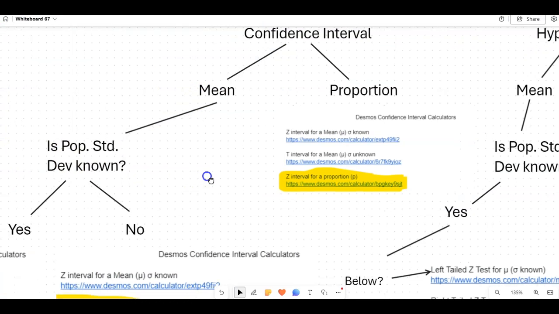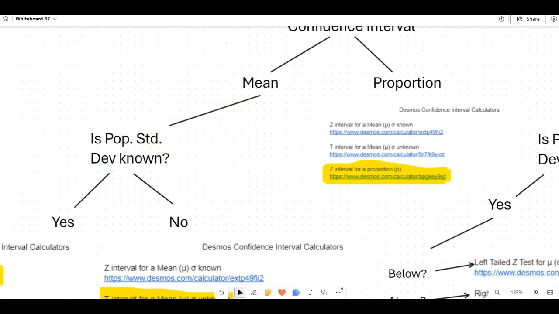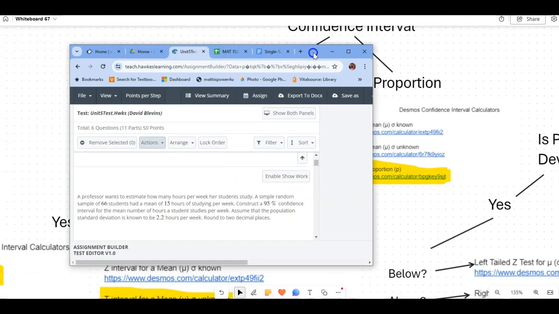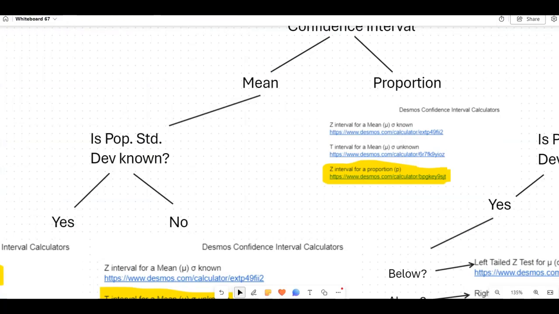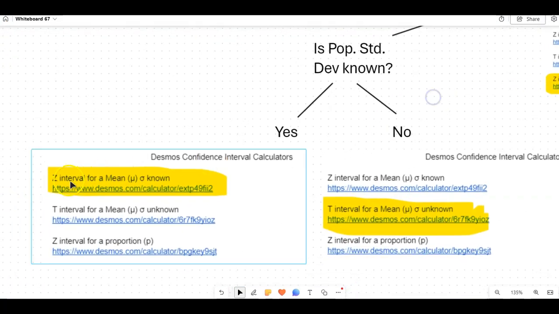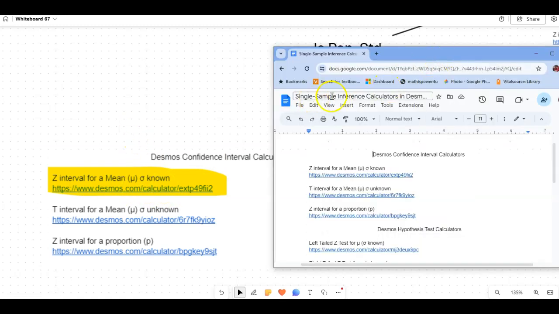Now the question I ask is, do I know the population standard deviation or not? They'll use the Greek letter sigma, or they'll write the words population standard deviation. Assume the population standard deviation is known to be this. Given all of that, I do know the population standard deviation, so I'm doing a z-interval for a mean calculator. I would click that, put in the values, and I would have my confidence interval. Here is the single sample inference calculators in Desmos that we would use for this.